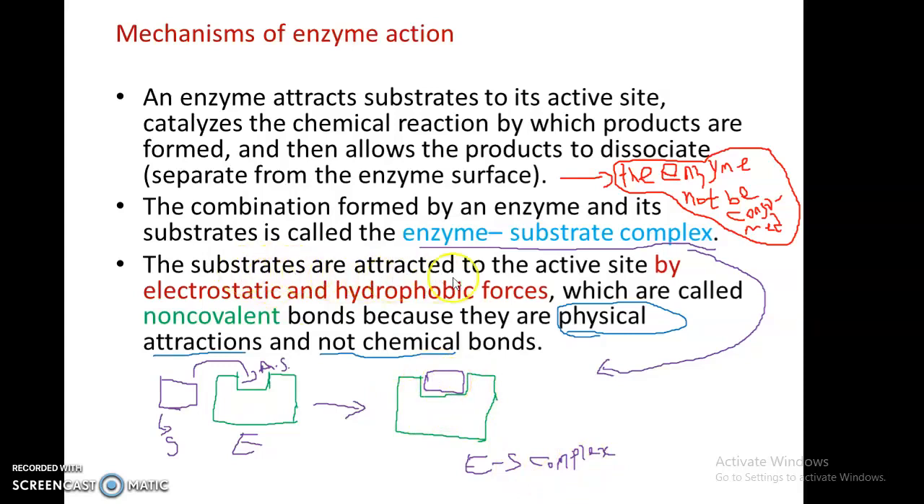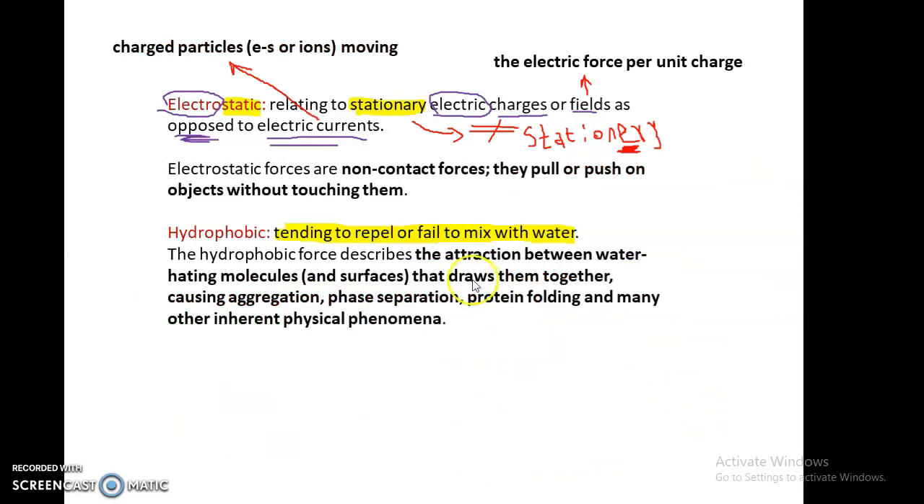The substrates are attracted to the active site by electrostatic and hydrophobic forces, which are called non-covalent bonds because they are physical attractions and not chemical bonds. What is electrostatic force and hydrophobic forces? Electrostatic means relating to stationary.